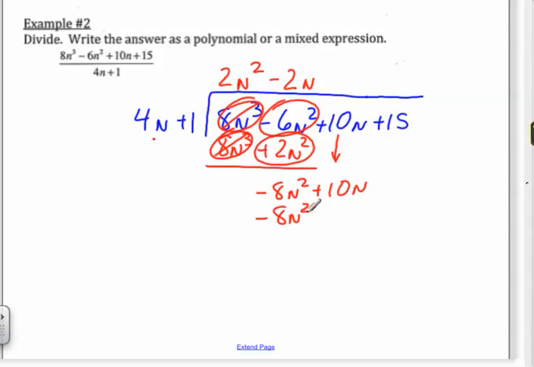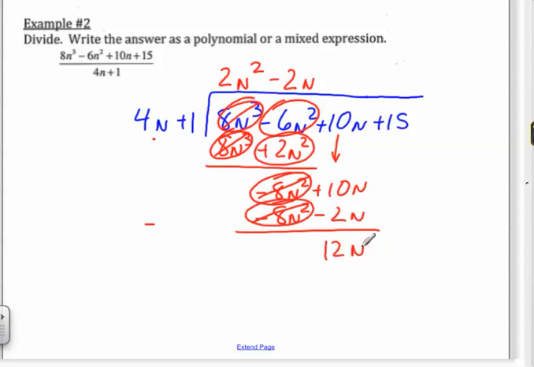Negative 2n times 1 is negative 2n. Alright, let's subtract. A number minus itself cancels. 10n minus negative 2n is the same thing as plus. So I'm going to get 12n. And I'm going to bring down my 15, my positive 15.